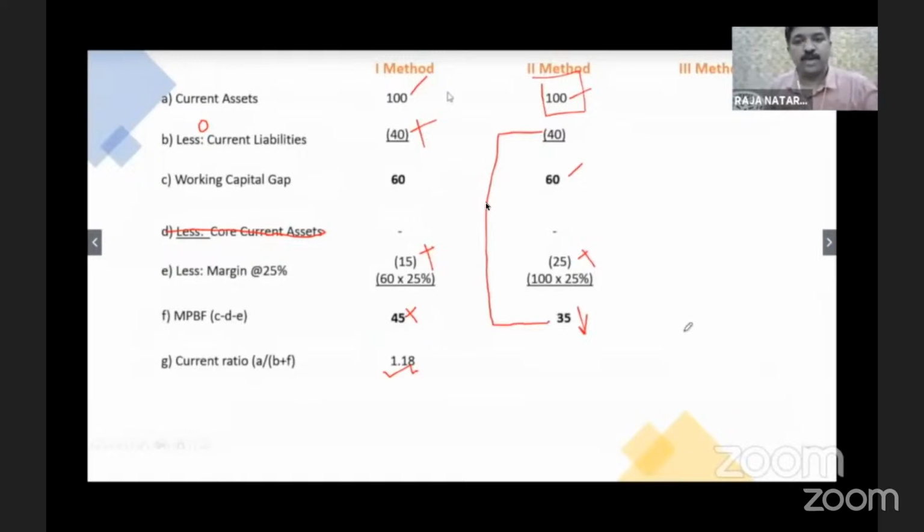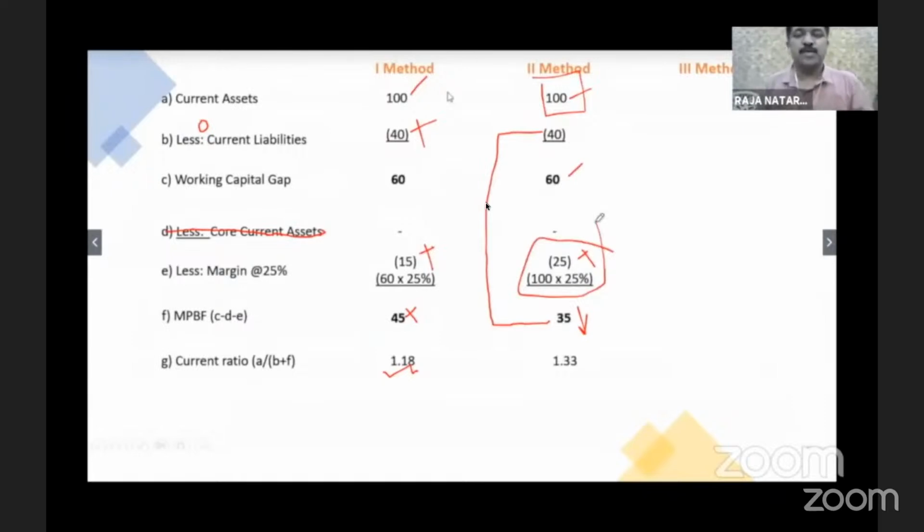What is the current ratio now? It is 1.33. And what does 1.33 communicate? When the current ratio is 1.33, it means there is a 25% contribution by the promoters for creating the current asset. There is a 25% contribution by the promoters through long-term funds for creation of current asset.